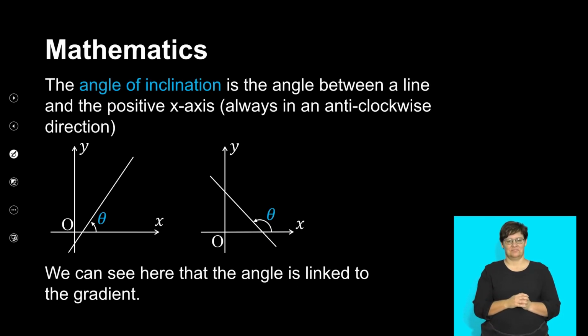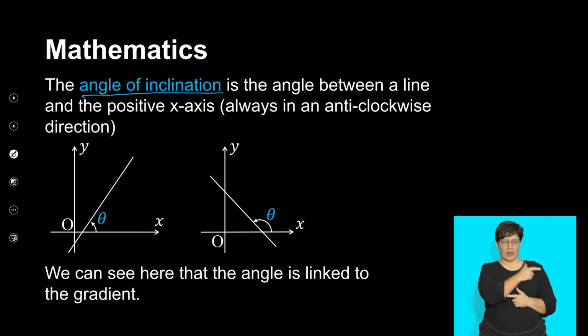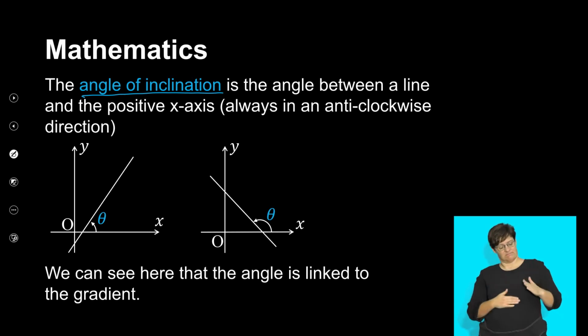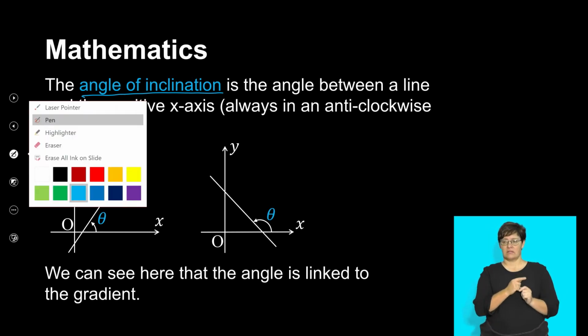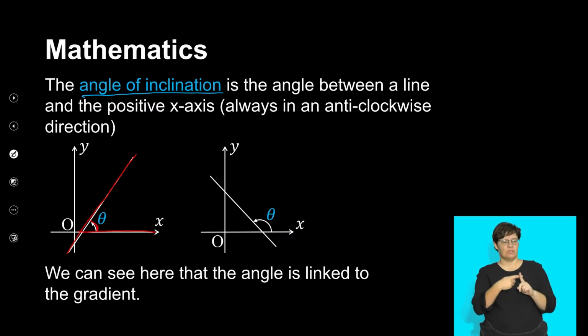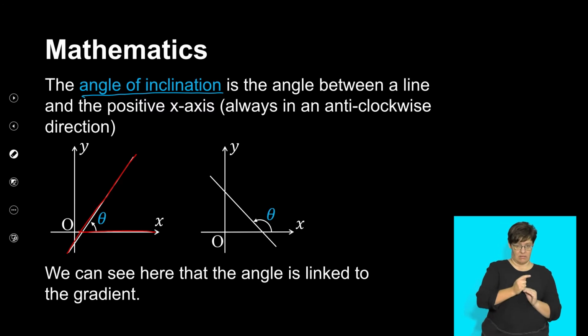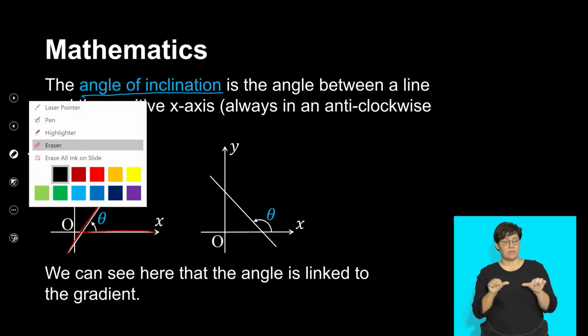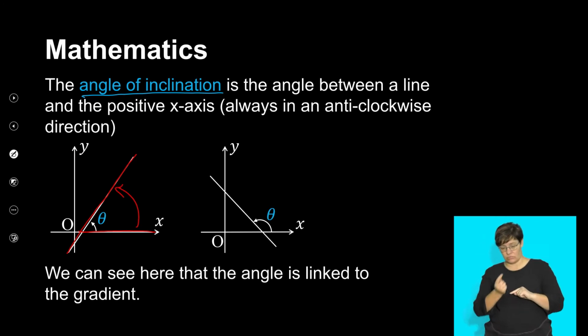So the angle of inclination, and this is a fancy word that we're often going to be using, always refers to the angle between a line and the positive x-axis. Here we can see a line, and here I can see the positive x-axis, and the angle between them is always going to be the angle of inclination. What's important is the direction of the arrow on my angle: it is in an anti-clockwise direction. So it's always going to be measured from the x-axis towards the line in an anti-clockwise direction.